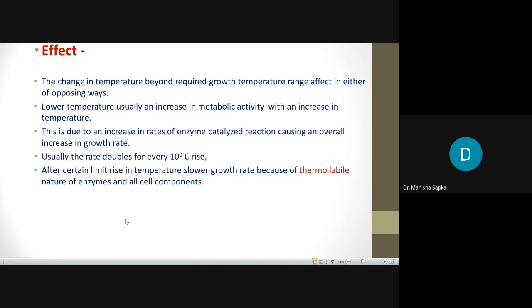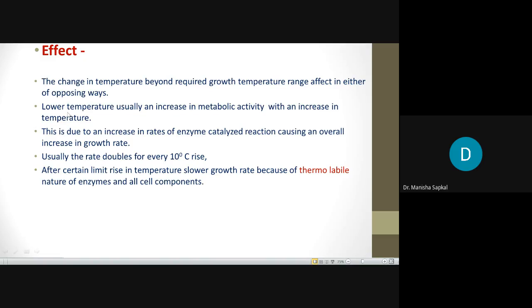Now, what is the actual effect on growth? Why is there no growth below the minimum temperature, and why is there no growth above the maximum temperature? What happens with a change in temperature beyond the required growth temperature? Beyond means below the minimum and above the maximum. Temperatures beyond the required growth range affect the organism in opposing ways. What are these opposing ways? At low temperature, there is one effect. At very high temperature, there is another effect.